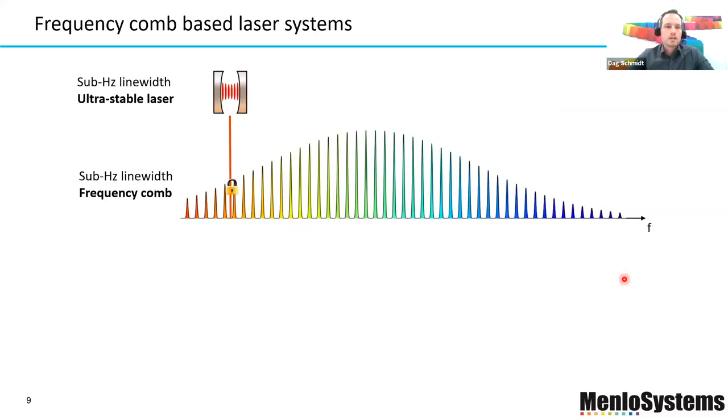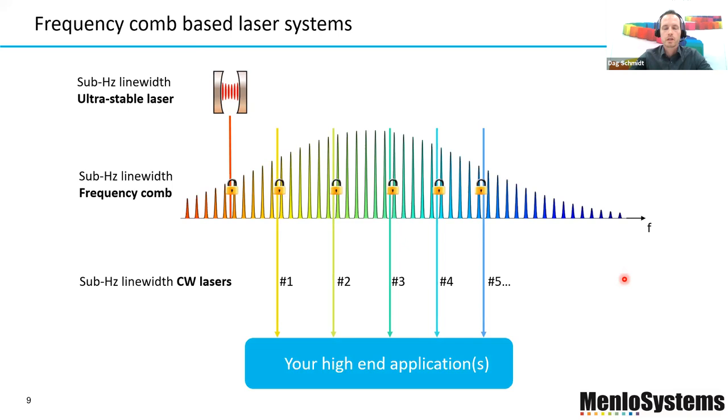So now, the basic idea of frequency comb laser systems is rather simple. As I've shown you in the first webinar, we also provide subhertz linewidth ultra-stable lasers. And if we lock our comb to these ultra-stable lasers, we do so-called spectral purity transfer, and we are capable of having subhertz linewidth on all comb lines. And then the second step is just to lock different lasers to the frequency comb, because the frequency comb now is a universal subhertz frequency reference for all the lasers. And these subhertz linewidth CW lasers are now the outputs of the frequency comb-based laser system for your high-end application. So like I said, we're doing two times spectral purity transfer here, from the ultra-stable laser to the comb and from the comb to the CW lasers.